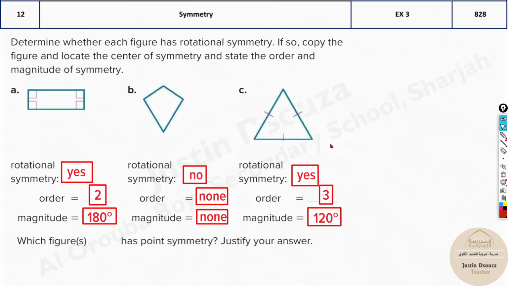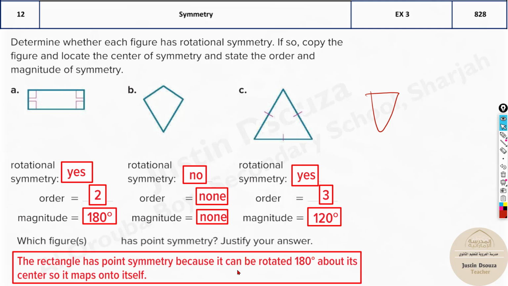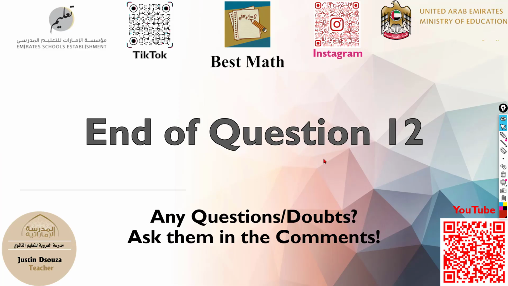Now, which of these has point symmetry? If you rotate all these, at 180 degrees you will not get it back. No, it's not possible. Only this is possible if it's a rectangle or parallelogram. The rectangle has point symmetry because it can be rotated 180 degrees about its center and it maps onto itself. So that's the end of question 12.